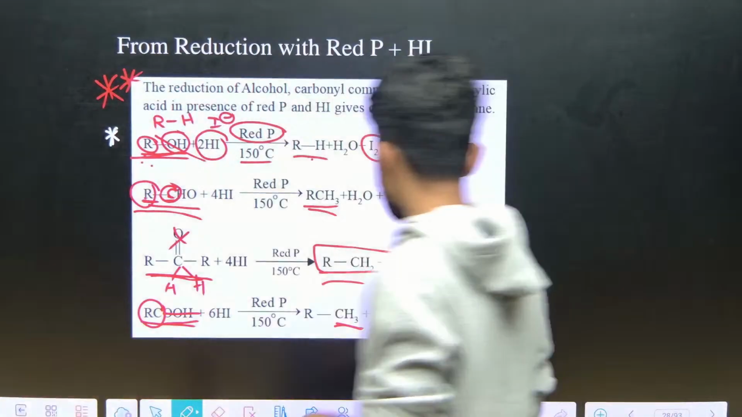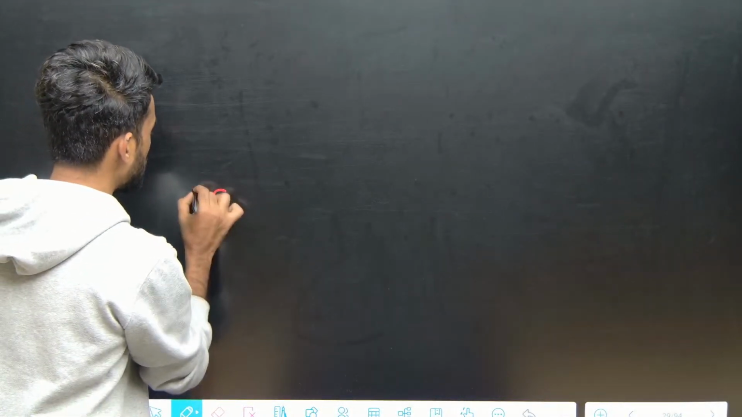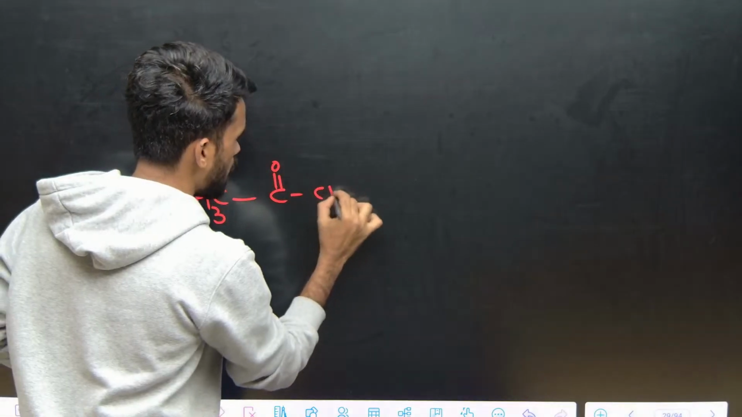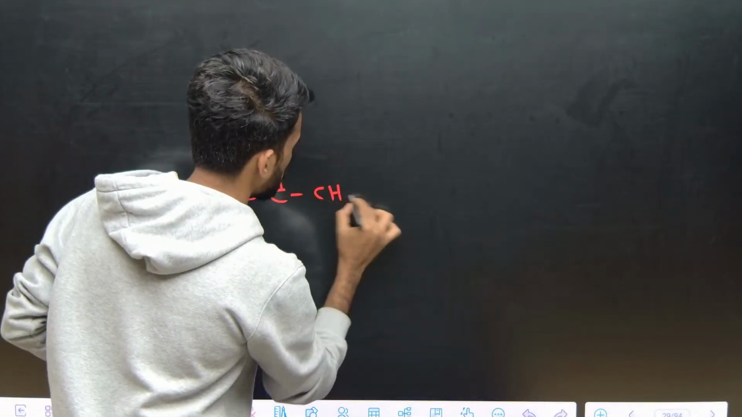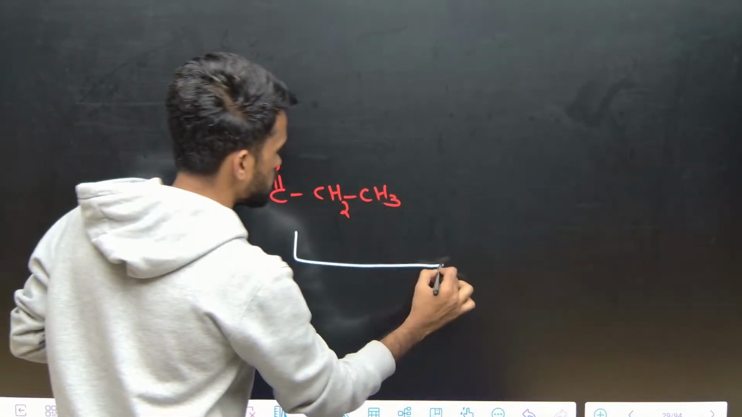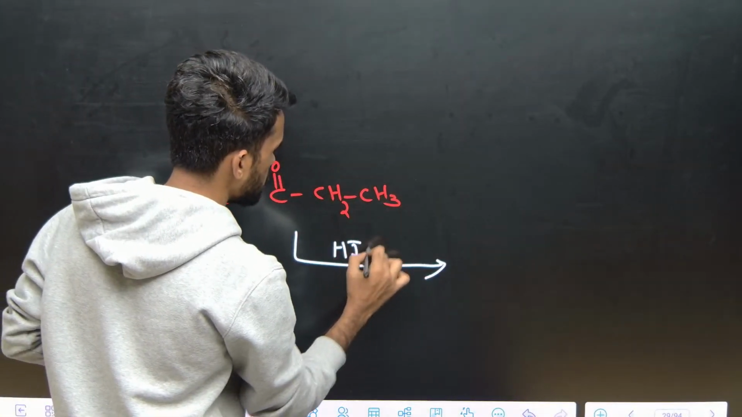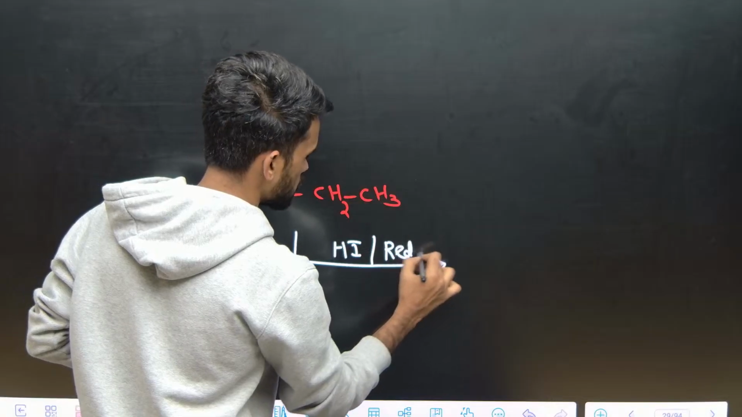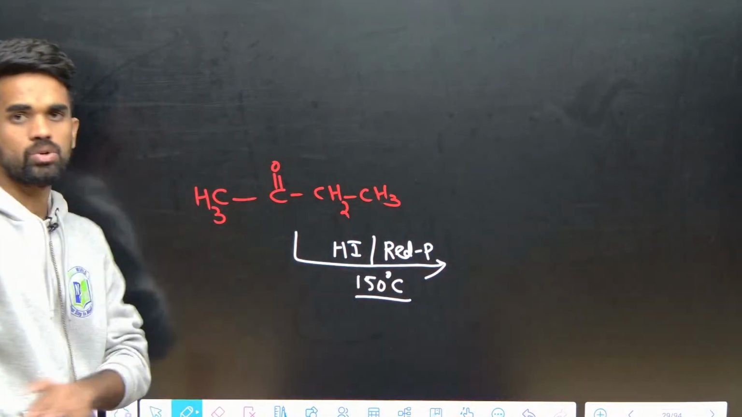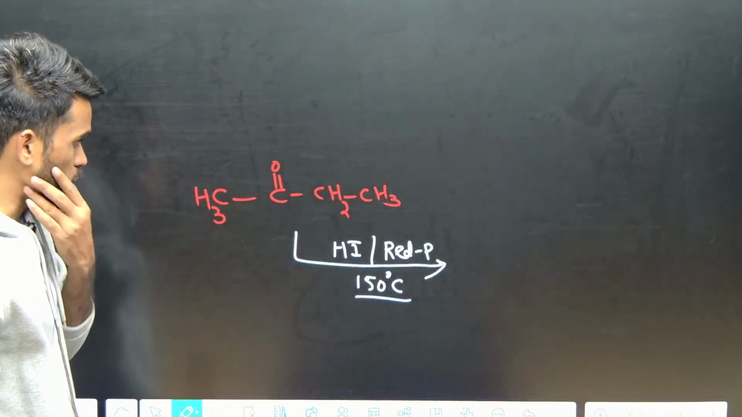Now guys, here is one small example for you to practice, and tell me your answer. I am giving you this kind of ketone. I am asking you to treat this with HI and red phosphorus at 150 degrees Celsius, a suitable temperature. Tell me what will be the product formed.